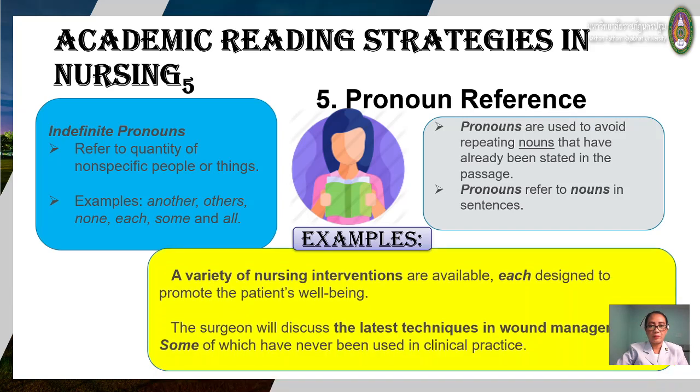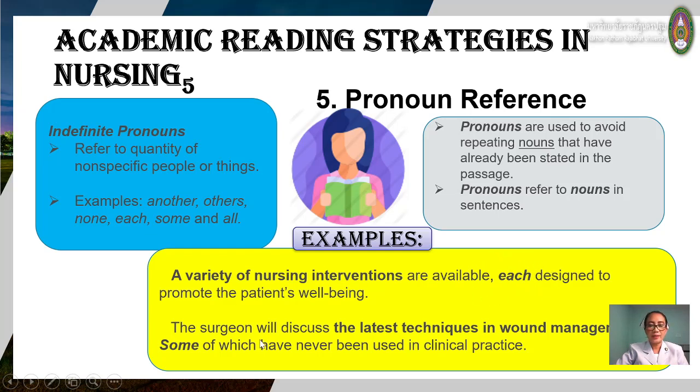So like, for example, a variety of nursing interventions are available, each designed to promote the patient's well-being. So as you can see there, the indefinite pronoun refers to a variety of nursing interventions. So the signal word, the clue used there is the word each.